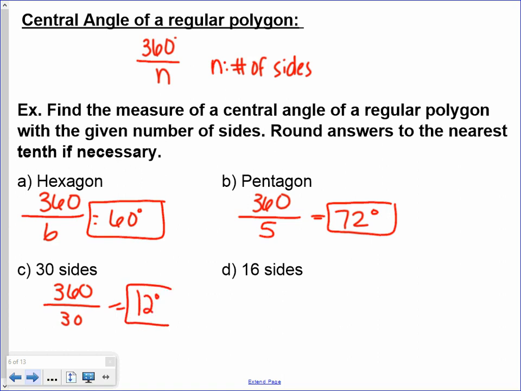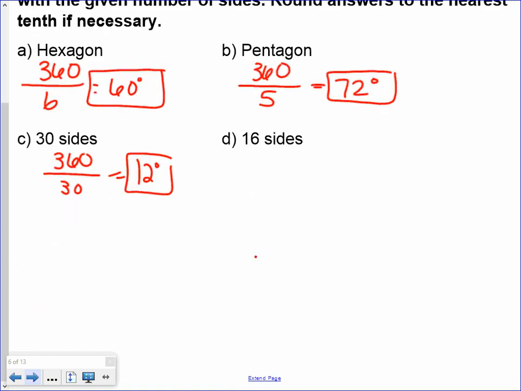And then our last one, 360 divided by 16, and that's going to give us a decimal, which is okay. You can have a decimal. It doesn't even have to be a terminating decimal. It can be a repeating decimal. It can be an irrational decimal. What's 360 divided by 16? 22.5. Thank you.